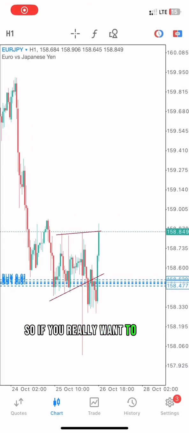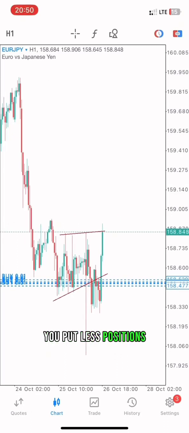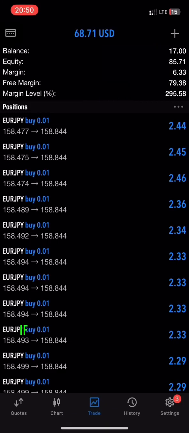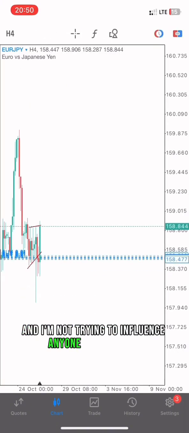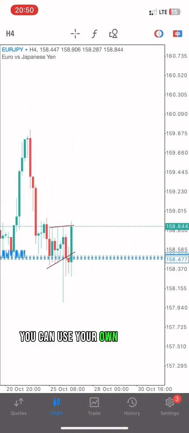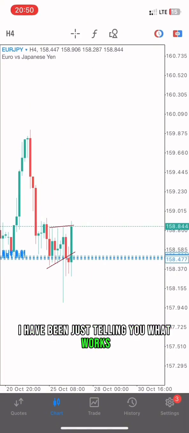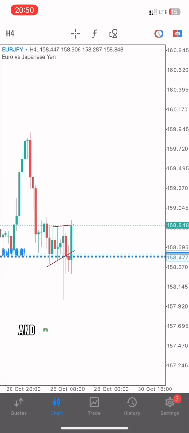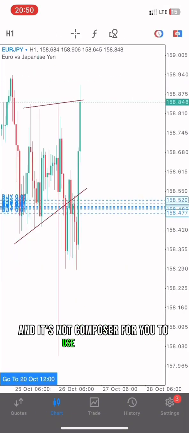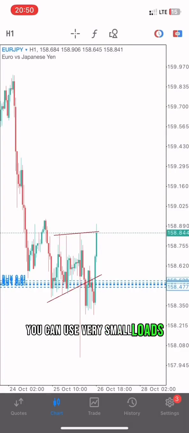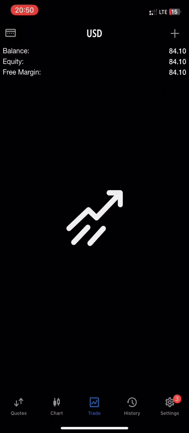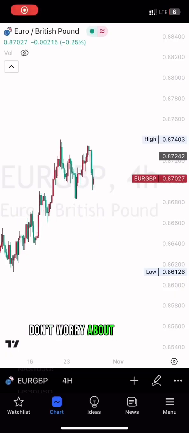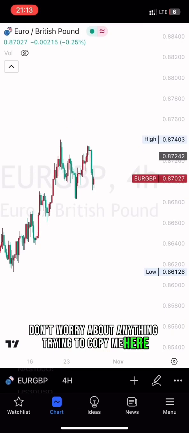So if you really want to grow your account, you put fewer positions. You won't be like me here. If you can't afford to lose your account, then don't follow what I'm doing there. It's bad advice, and I'm not trying to influence anyone to copy me. You can use your own strategies. I have just been telling you what works really well for me, and it's not compulsory for you to use full margin. You can use very small lots that go well with your account. So don't worry about trying to copy me here.